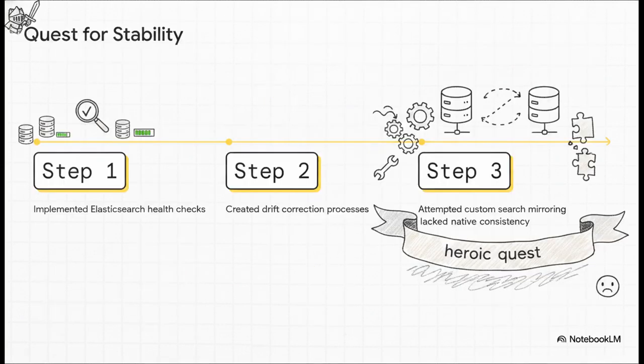Look, GitHub engineers are brilliant, right? They weren't just going to accept this. For several software releases, they went on this heroic quest for stability. They threw everything at it. First, they implemented really strict Elasticsearch health checks. Then, they built out these complex drift correction processes just to keep things in line. They even tried building entirely custom search mirroring systems to finally escape that clustered mode.